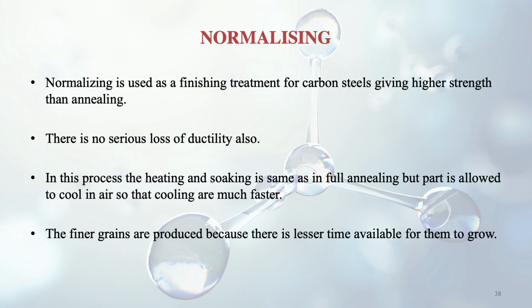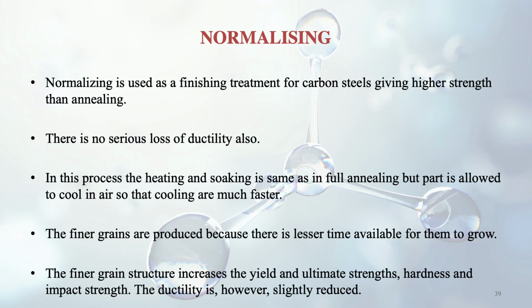So the difference between annealing and normalizing you can see here: in full annealing, we were heating up to the upper critical temperature of 900 degrees centigrade. But in case of normalizing, what is happening? We are heating like in the case of full annealing, but the cooling is different. Here the cooling is taking place in air, whereas earlier the cooling was taking place in the furnace. So finer grains are produced in this process because there is less time available for them to grow.